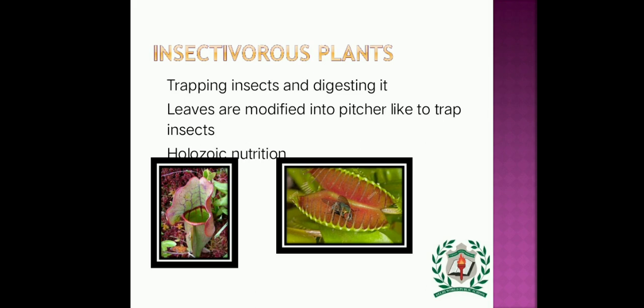So these plants feed on insects by trapping and digesting them. Some examples of insectivorous plants are pitcher plant, Venus flytrap, sundew plant and bladderwort. Most of these plants are found in environments where nitrogen is not readily available. They use insect protein as a source of nitrogen. This is a kind of holozoic nutrition.